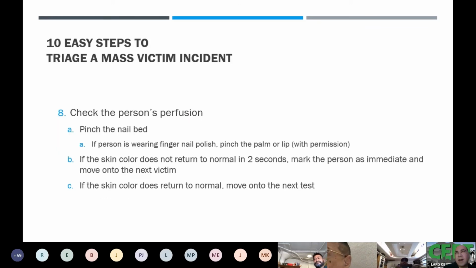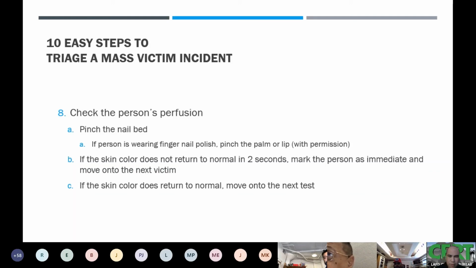If they passed that step, they're breathing normally, now you want to check their skin perfusion. And this is going to tell you if they're in shock or not. If they're in shock, the blood pressure has been pulled away from the extremities. And when you do a capillary refill test, the blood is not going to return as quickly as it should. To do that, you're going to pinch the nail bed.